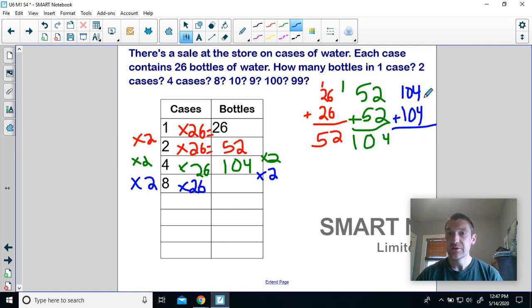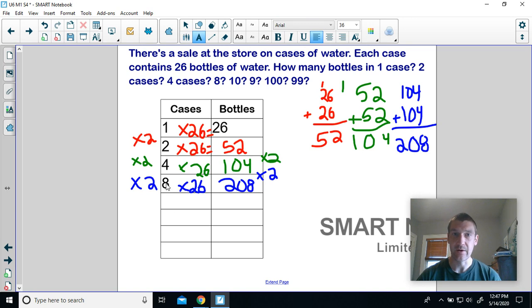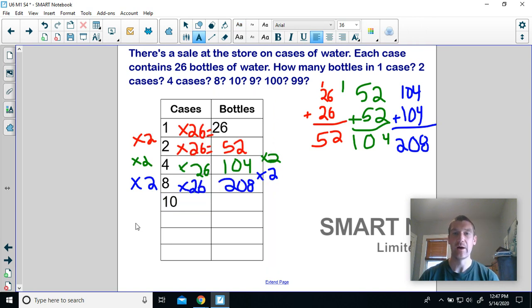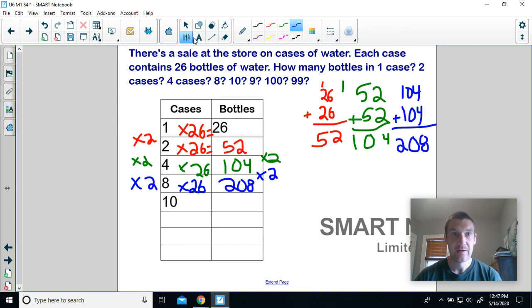So 2 4s, that gives me 8 ones. 0 tens and 0 tens is still 0 tens. 100 and 100 is 200. So we're at 208. All right. Now we're getting a little trickier. Now we're going up to 10. 10 cases of water. Now let's see. Did we double again? Is that getting twice as big? No, it is not. 8 doubled would be 16. We're just going to 10.